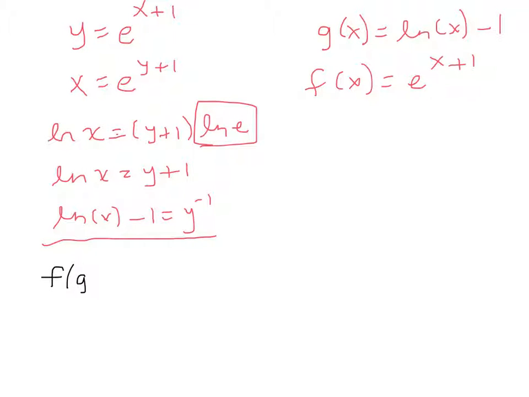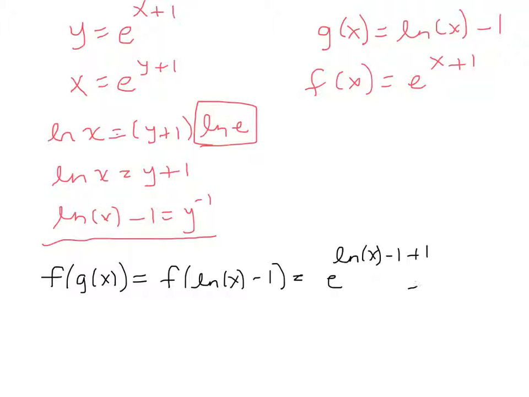So I'm going to do f of g of x first. My g of x function was the natural log of x minus 1, and I'm going to put that in wherever x is in my original function. So I have e to the natural log of x minus 1 plus 1. So I have e to the natural log of x, which of course is just x.